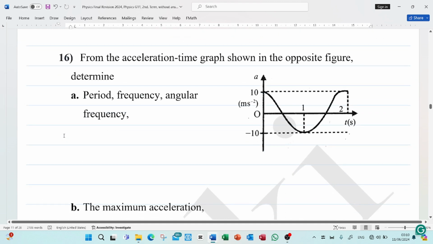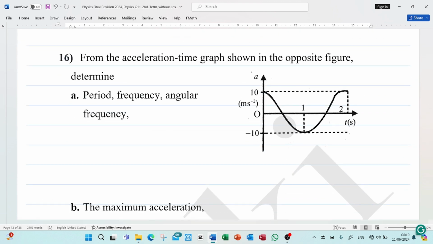Next question. From the acceleration time graph, this is the acceleration time graph. What do we deduce? We deduce the maximum acceleration, we don't deduce the amplitude. He said, determine the period, the frequency, the angular frequency. First of all, the time period, the time of one complete oscillation from crest to crest, is 2 seconds here. Then the time period equals 2 seconds.